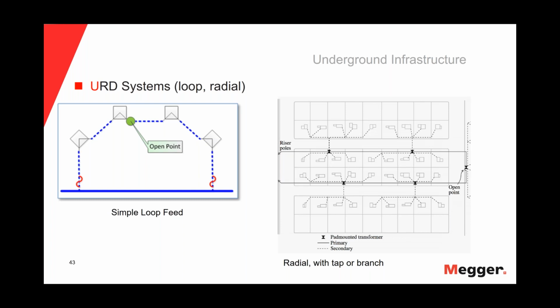Okay. Let's just jump back into some more infrastructure discussion. We're going to flip away from the very complex branched network type systems and go back to talking about URD systems and some of the techniques and tools that we would use on URD systems. And you saw this slide earlier. Many times in the North American market, a URD system could be a simple loop feed or some type of a radial with taps and branches.